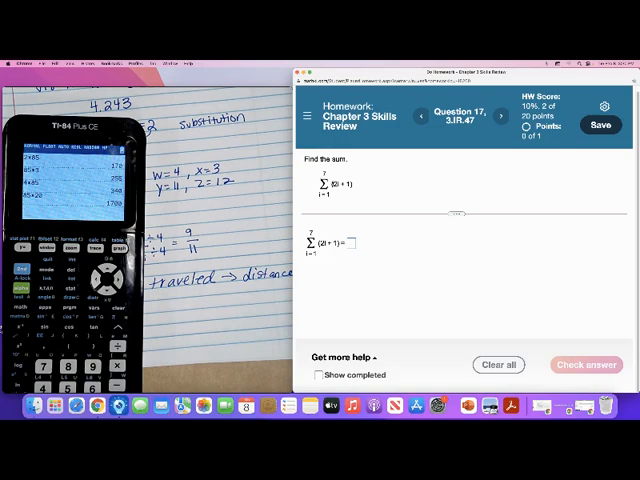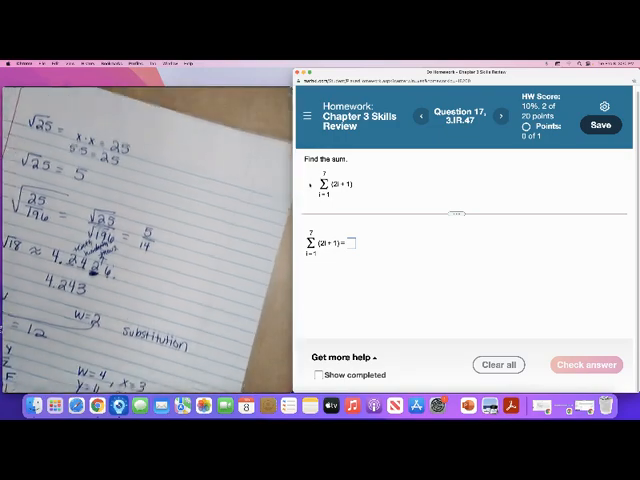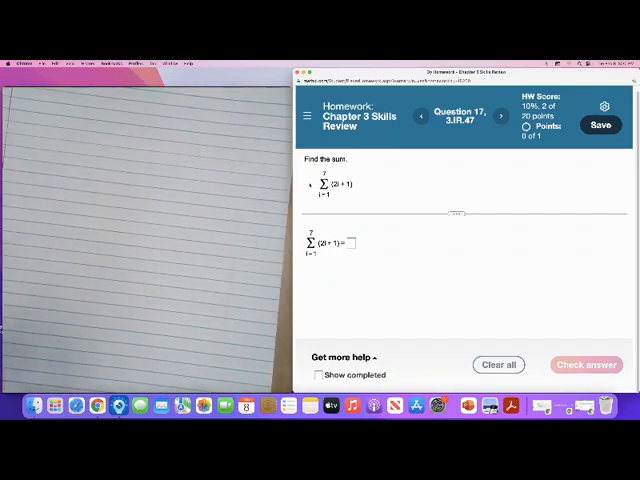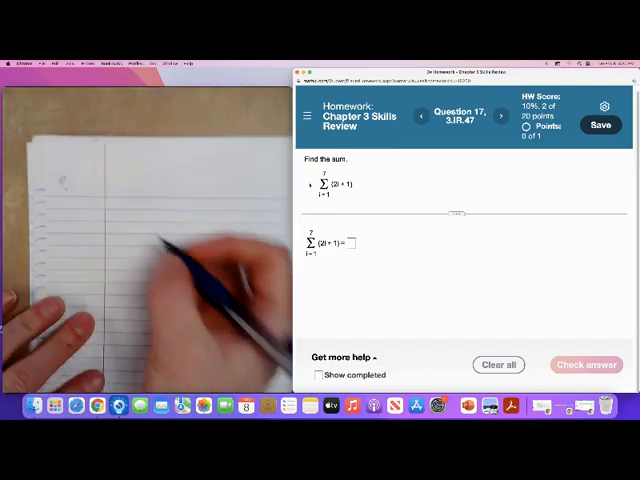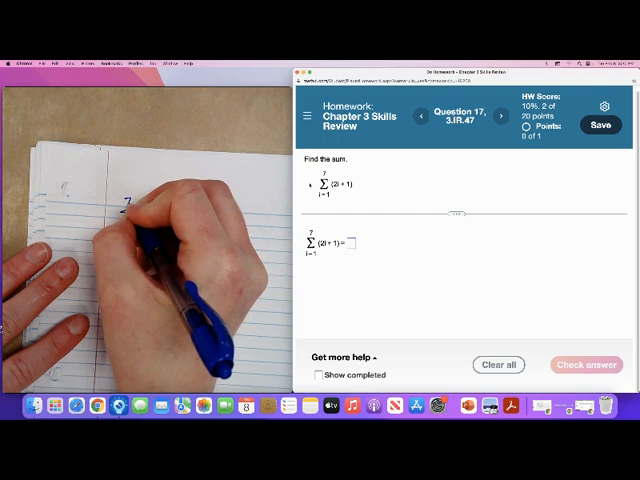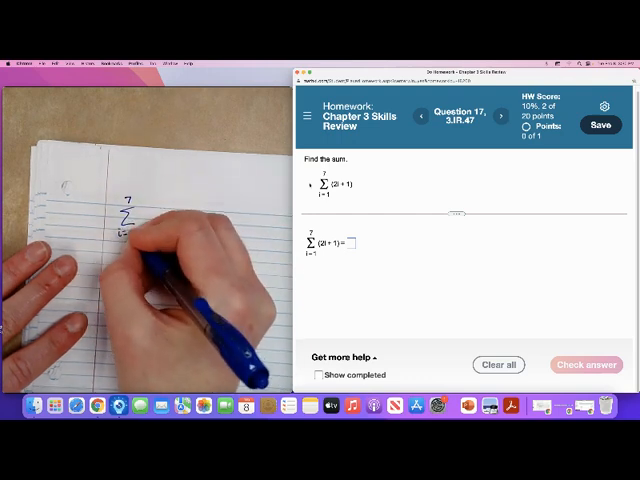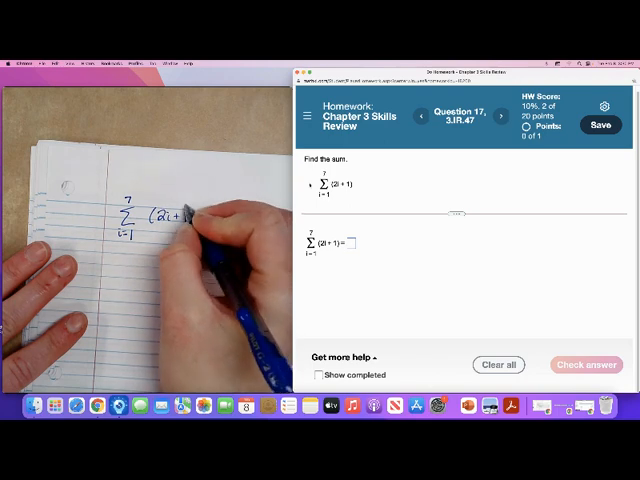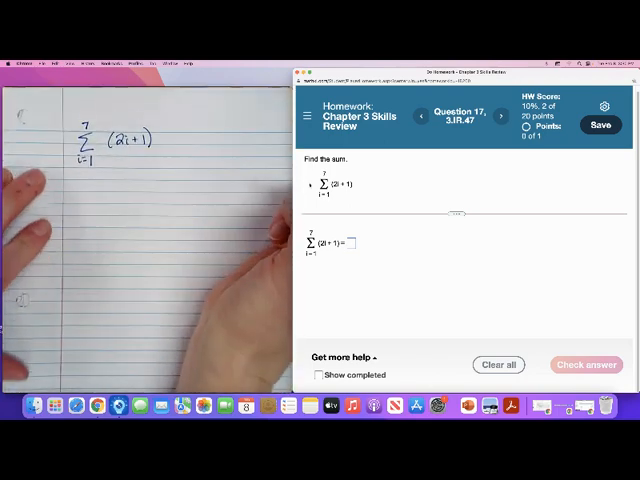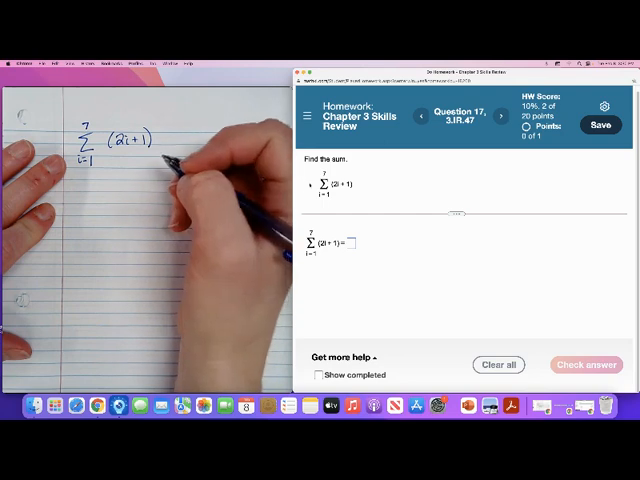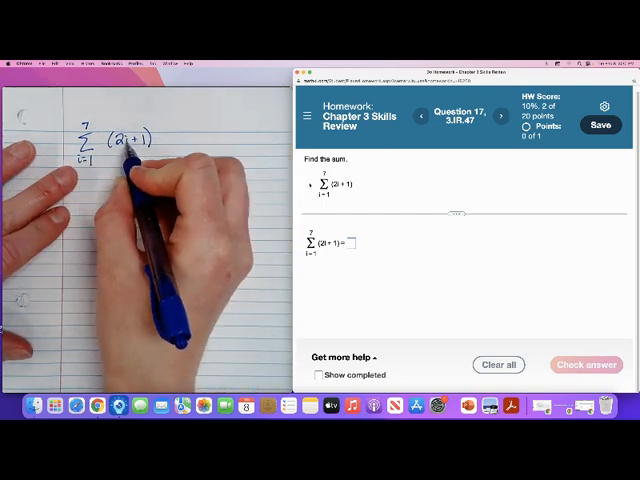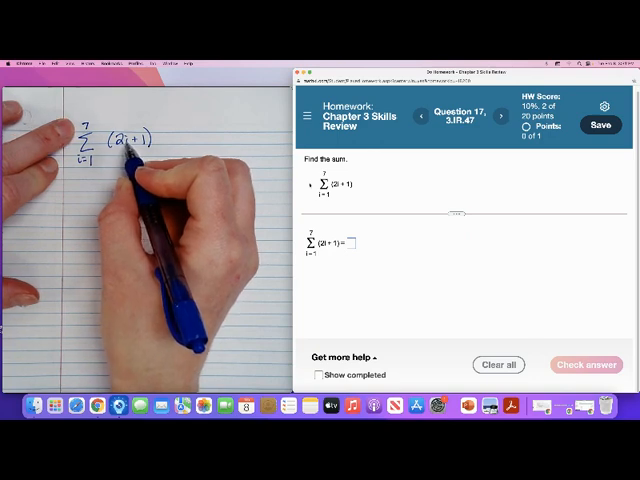This is called a summation. So let me go to another sheet of paper. It says summation, we have 7, we have i equals 1, 2i plus 1. So we are going to sum up. We're going to plug in a 1 here and then go all the way up to 7.